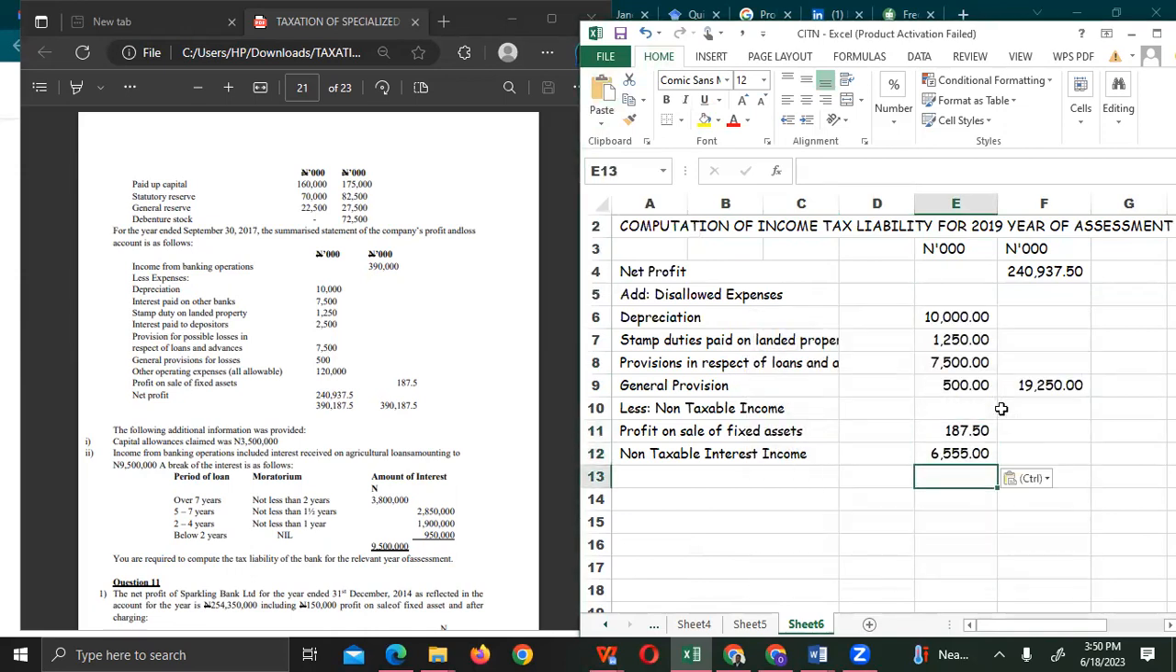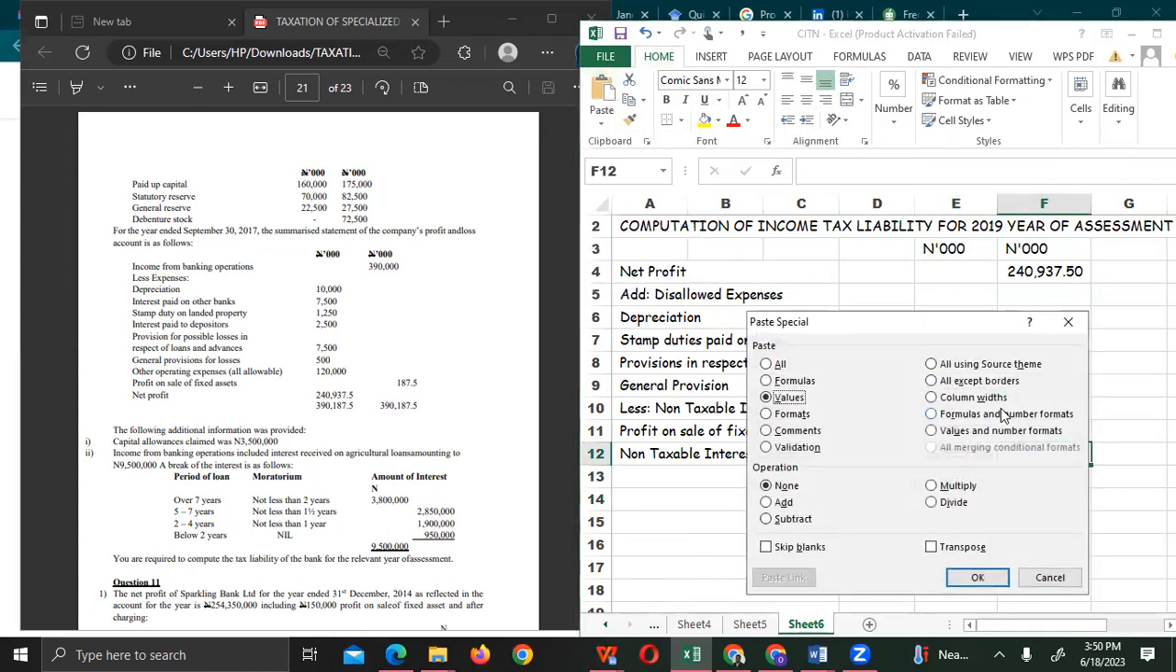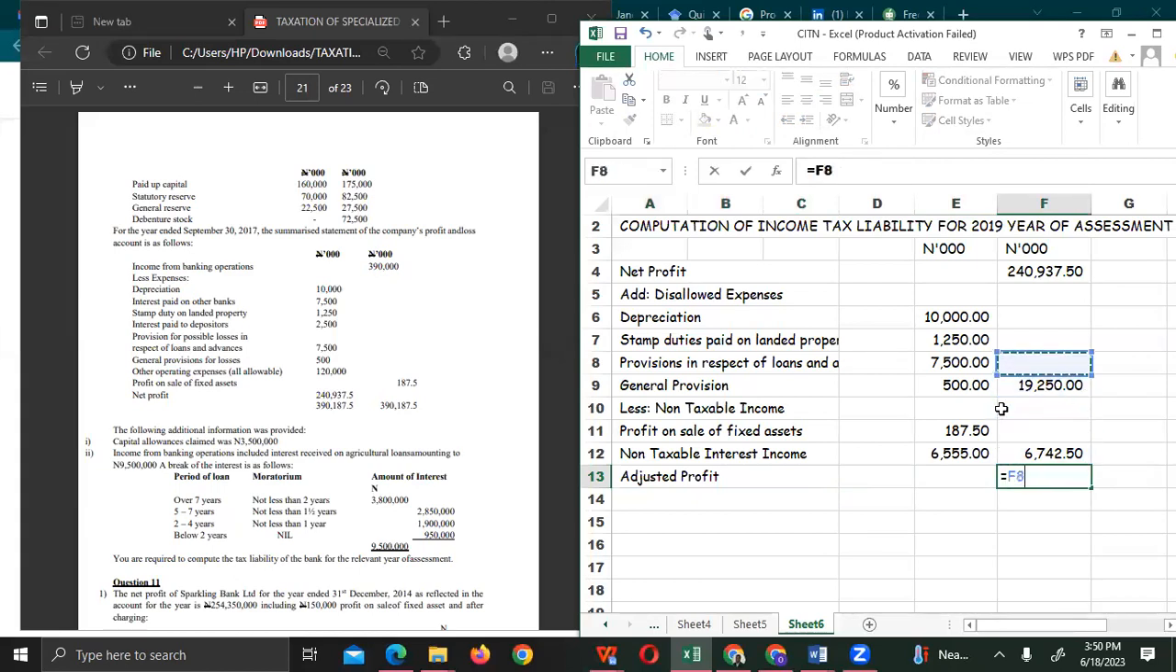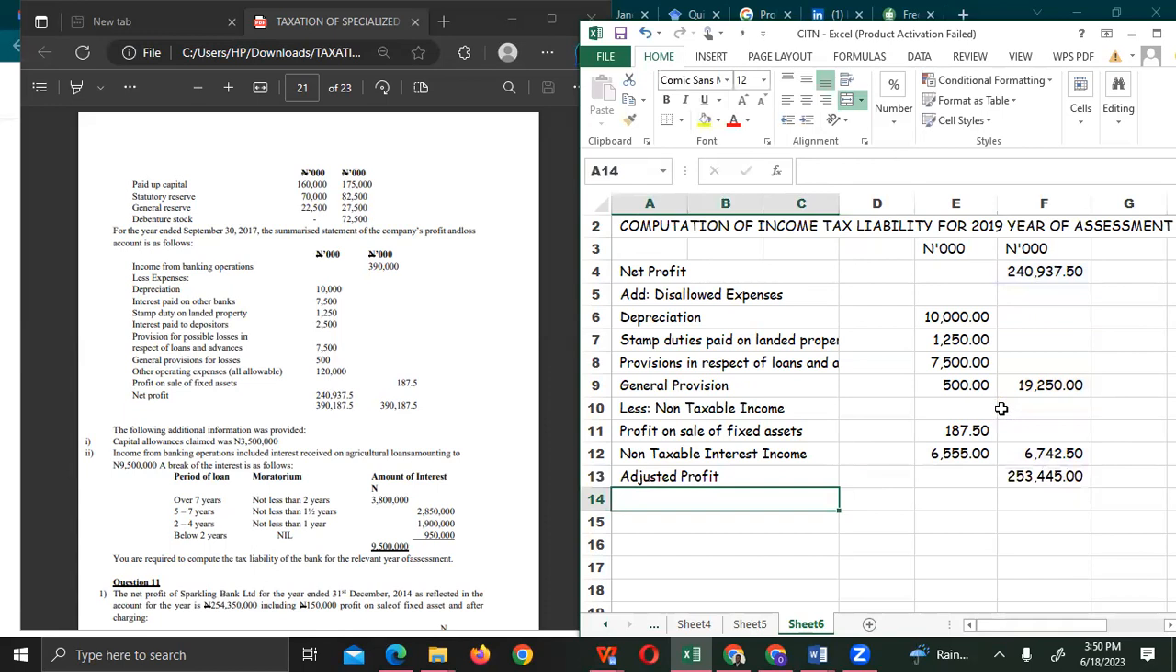So we have this, right? We have this. So it means we have adjusted profit. We have this plus this minus this, right? That's our adjusted profit. Is that correct?